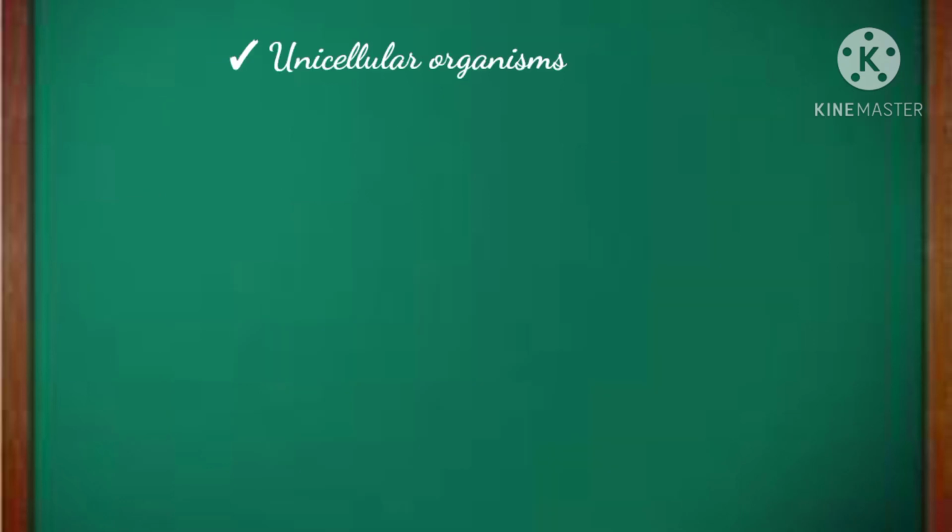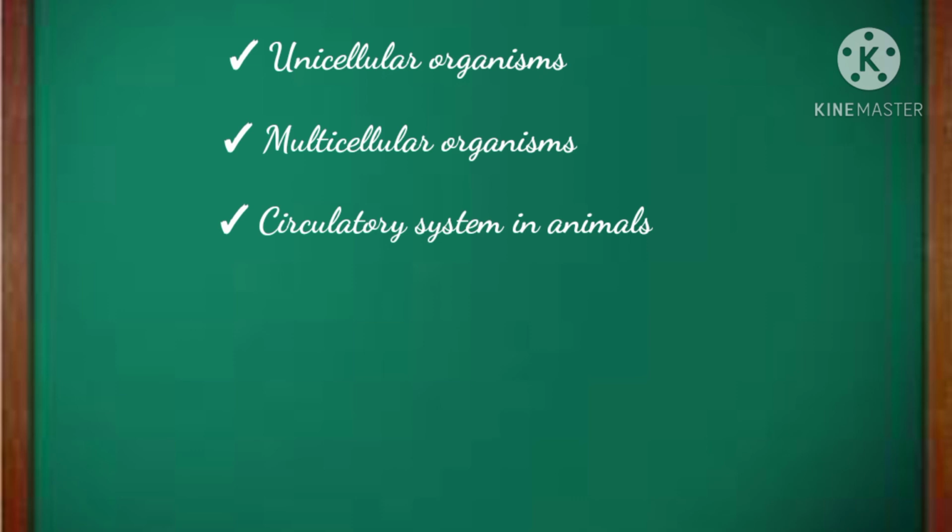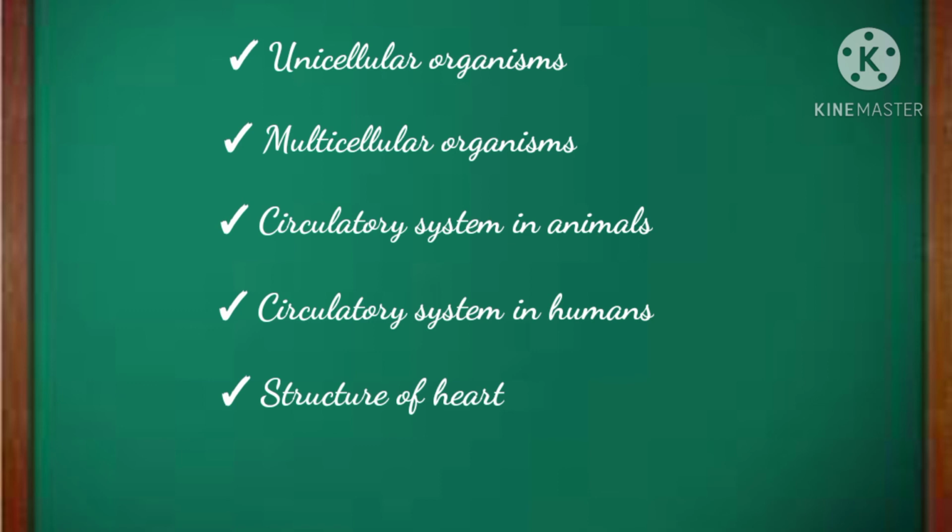So, today we have learnt about unicellular and multicellular organisms, circulatory system in animals, circulatory system in human beings, structure of the heart, and the working of the heart. We will discuss the remaining portions in the next class.